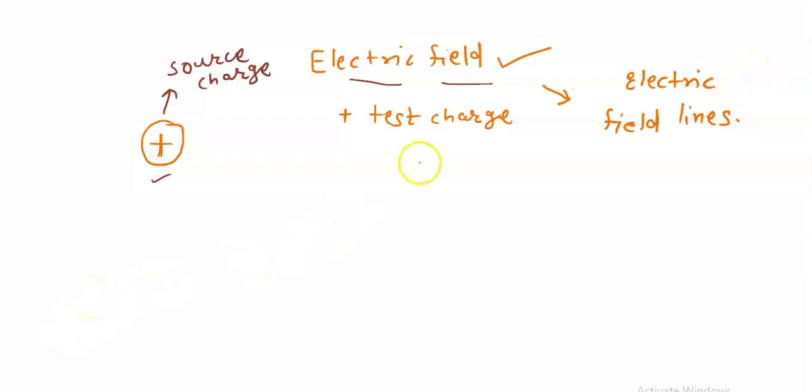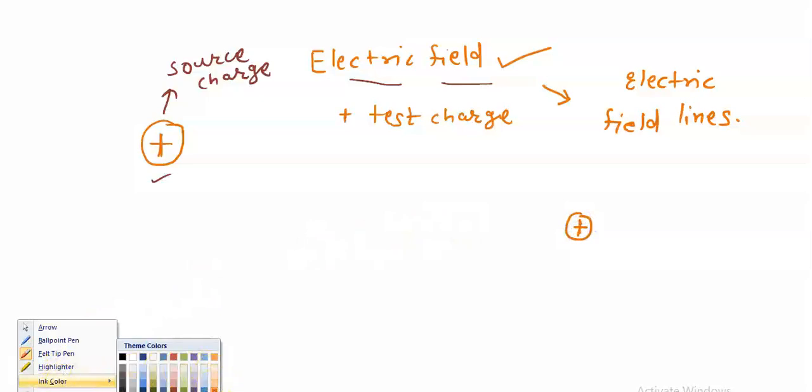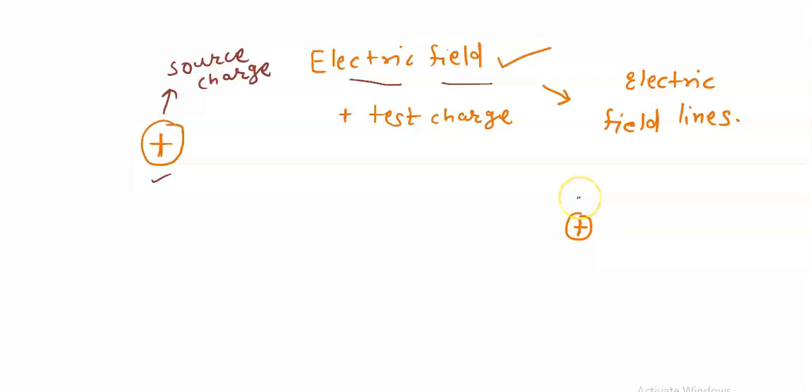These are actually the path which a test charge will follow if it is kept near to the source charge. Now suppose this is the source charge and we kept a positive test charge near to it, somewhere here. So what will happen, do you know? This test charge will get repelled by it like this, and that's why we have drawn an outward arrow here. Similarly here, outward arrow. Similarly here, outward arrow.